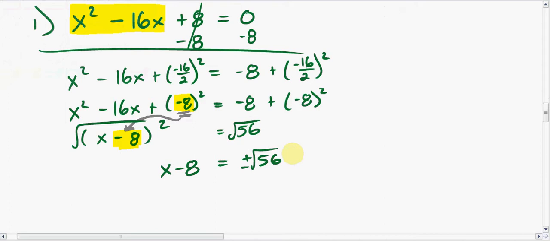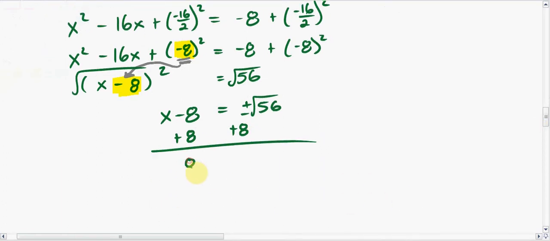Alright, the last thing, I think it's the last thing, is to add 8 to both sides. So I'm going to add 8, these 8's cancel, and I get x equals 8 plus or minus the square root of 56. Before you can be confident you're done, you have to check to see if this is completely simplified.